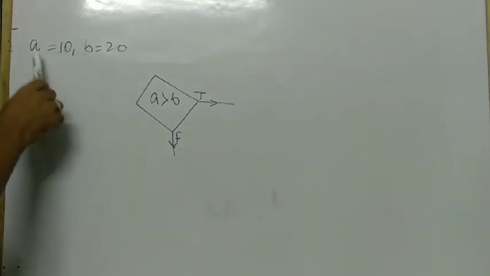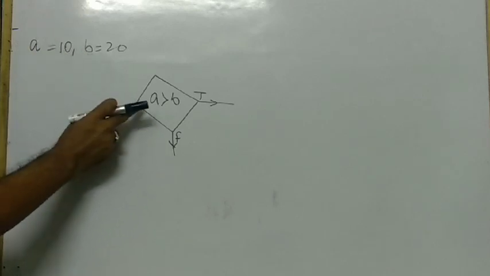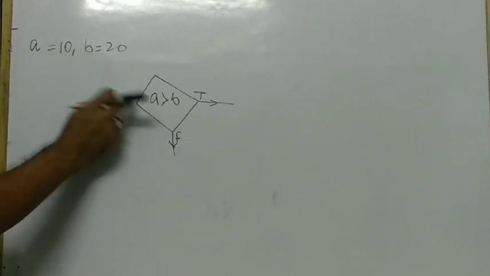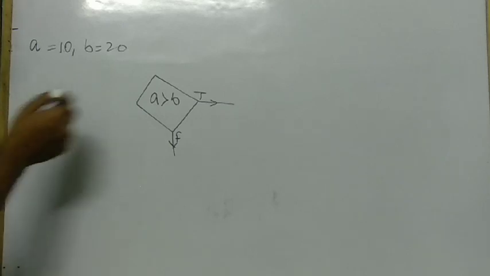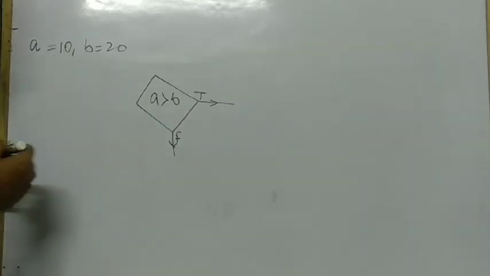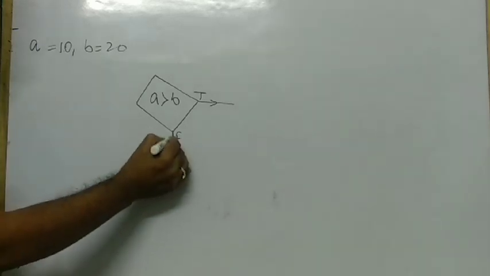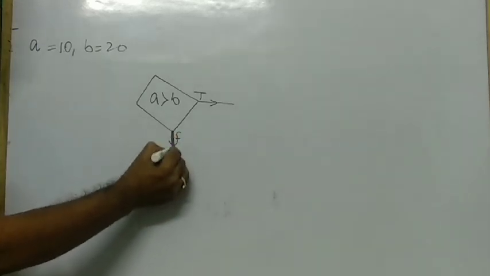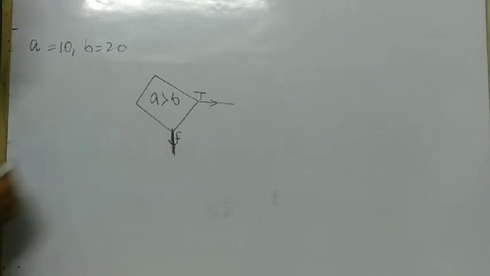Okay. So depending upon this, A is 10 and B is 20. So here A greater than B becomes false because the value of A is less than B. So the program will go through this path. Okay, the program will follow this path.